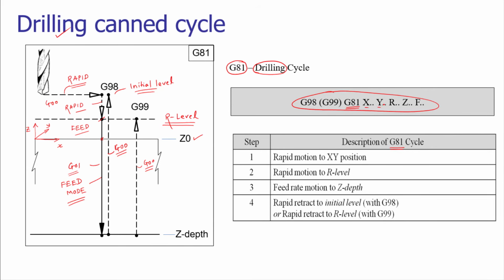X and Y are the coordinates of the point at which the drilling operation needs to be carried out. R is the distance of the reference level from the top portion. This distance of the reference level from the top position we need to specify. Z is the depth of the hole that needs to be specified. If it is a through hole, then it is the thickness of the plate. So this would be the thickness in case it is a through hole, and F is the feed.